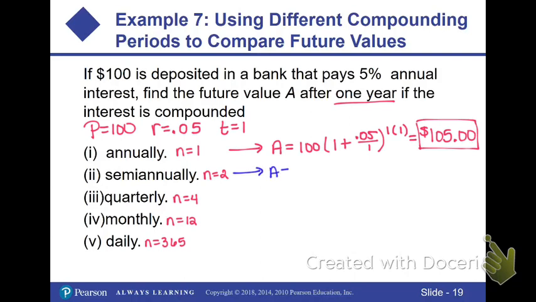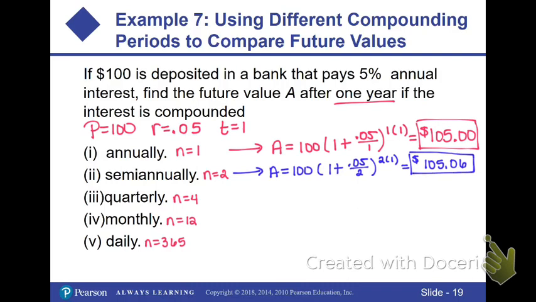When N is 2, we're just going to plug it all in. But this time, where it was N, we're going to plug in 2. Put all this in our calculator, and we should get 105.06.